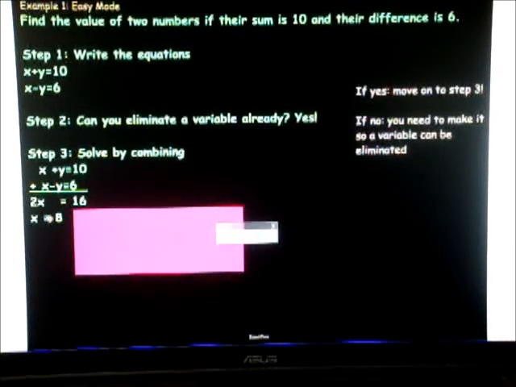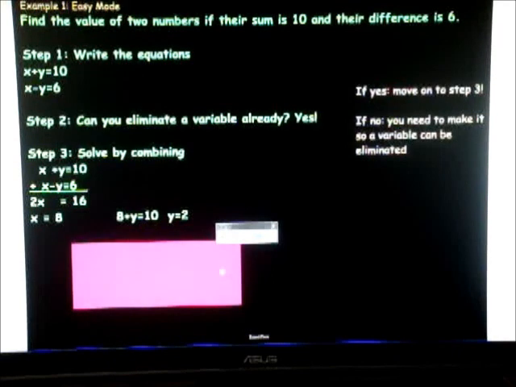Just like before, I want to take that number and plug it into one of the 2 equations. If I plug it into the first equation, I find out that y is 2. Just like in the last video, although I didn't type it up, I did check to make sure my numbers made sense. 8 plus 2 is 10, and 8 minus 2 is 6. So you always still want to go back and check. Hopefully this basic question gave you the idea of what elimination is.